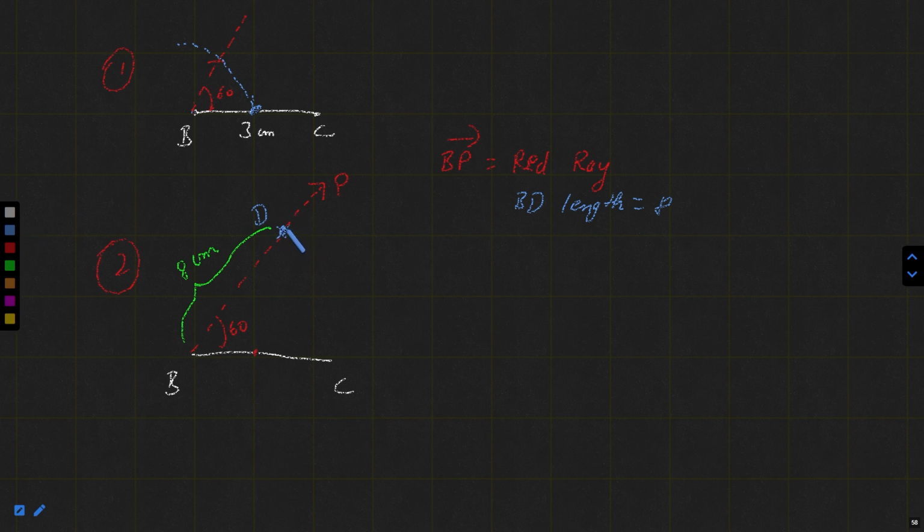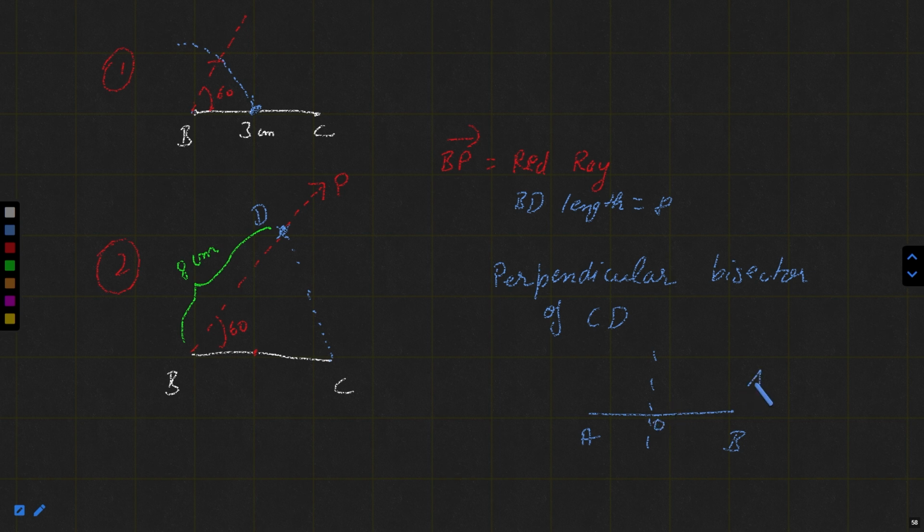Now join B and C. So joining B and C, we will get this. And now what we will do is draw a perpendicular bisector of CD. Perpendicular bisector means, if I have line segment AB, a line which cuts AB into two equal parts, say AO and OB, with an angle of 90 degrees.